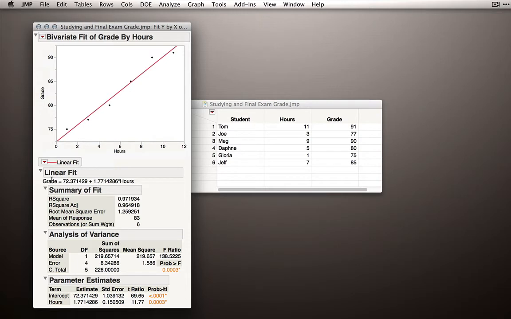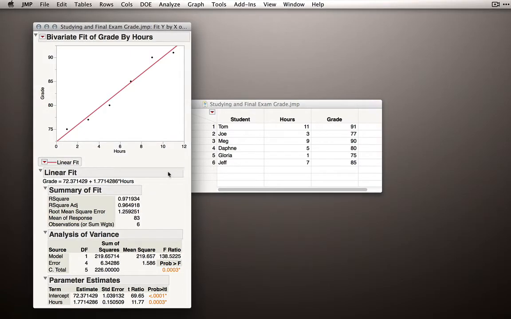What JMP will fit is the linear regression of grade onto hours. And we're even given the prediction expression. You'll recognize these numbers from what I showed you in the previous modules. So this line is saying that grade is equal to 72.37 plus 1.77 times hours. That is, the line starts at 72.37, the amount of grade somebody is predicted to have if they have 0 of X, and we're adding 1.77 units of grade for every additional hour of study.